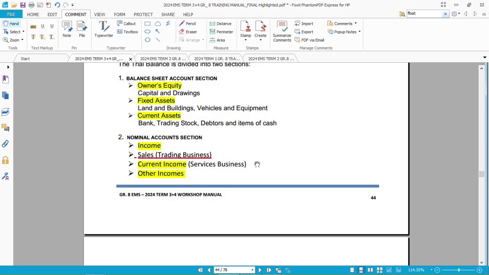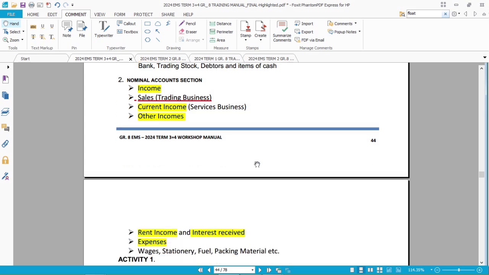Right, nominal account section, you've got income. All right, any form of income. Sales is for trading businesses. You don't do sales because in grade 8 we don't do trading businesses. They used to do them a long time ago, but they don't do it anymore. They've limited it to service businesses. They're trying to help students understand financial literacy, accounting basically.